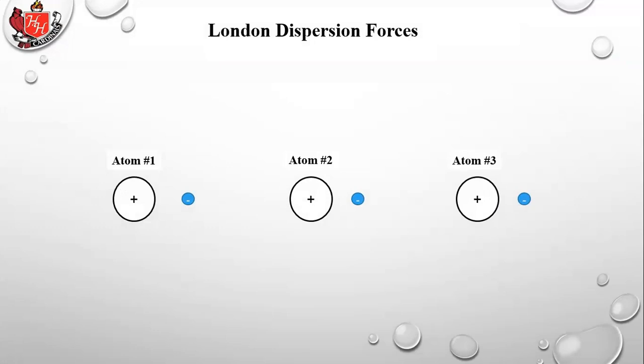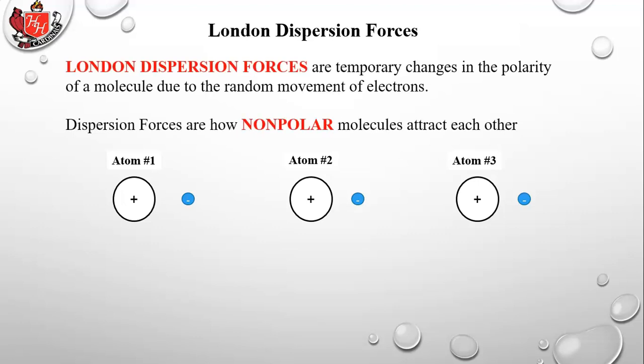The third type of intermolecular force are called London dispersion forces, named after the scientist who discovered them, not the city in England. So London dispersion forces are temporary changes in the polarity of a molecule due to the random movement of electrons. So dispersion forces are how nonpolar molecules attract each other. If a molecule doesn't have a natural polarity the way a water molecule does with a positive side and a negative side, then they can still be attracted to each other by London dispersion forces.